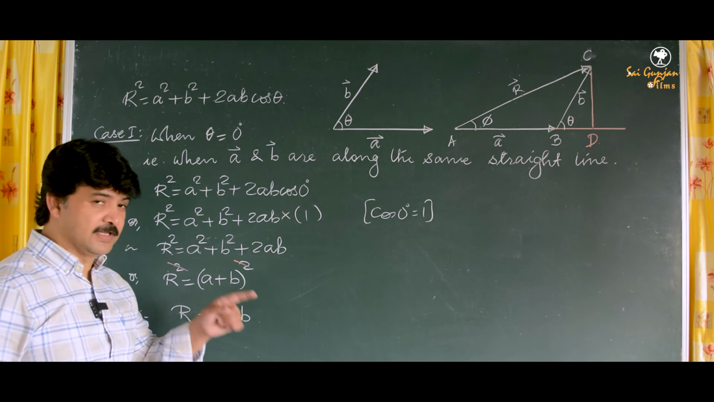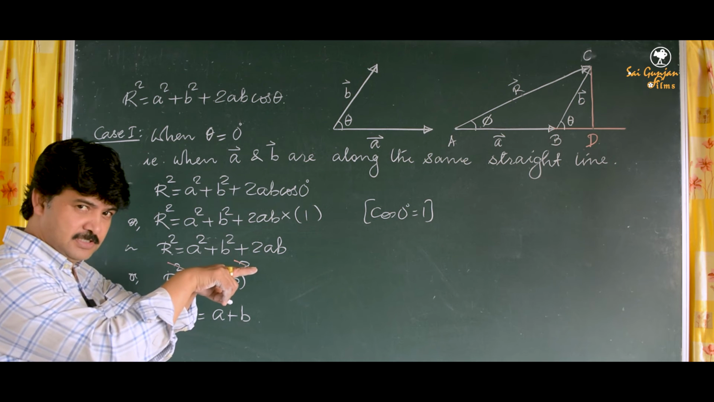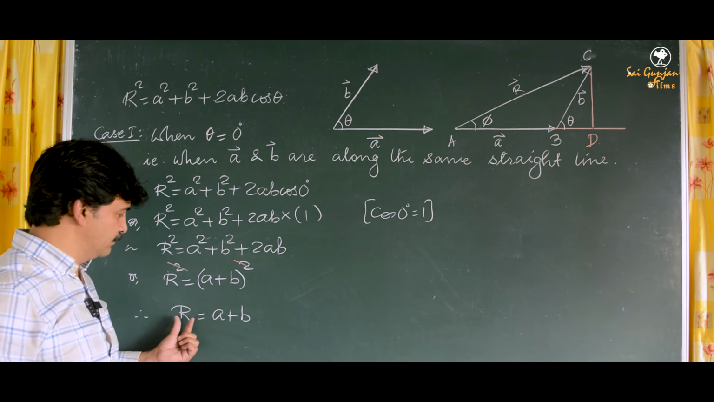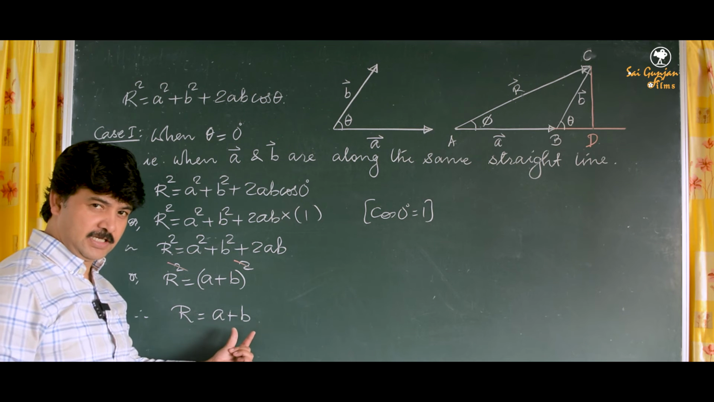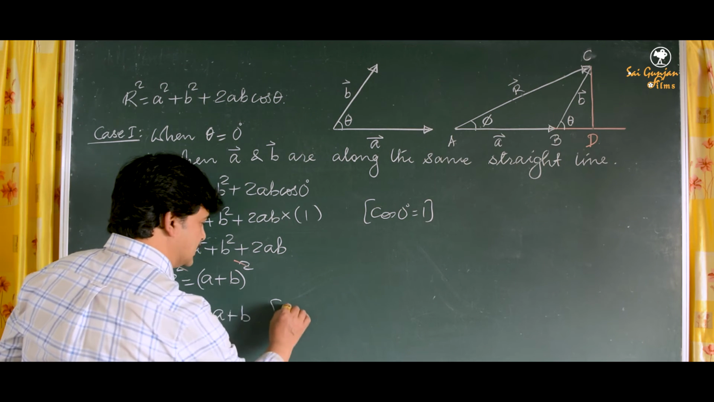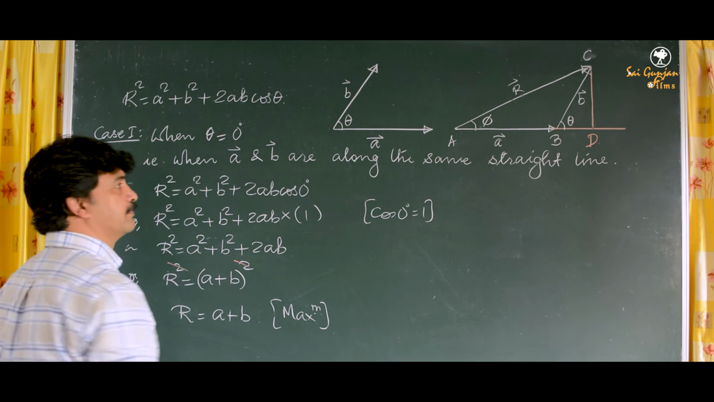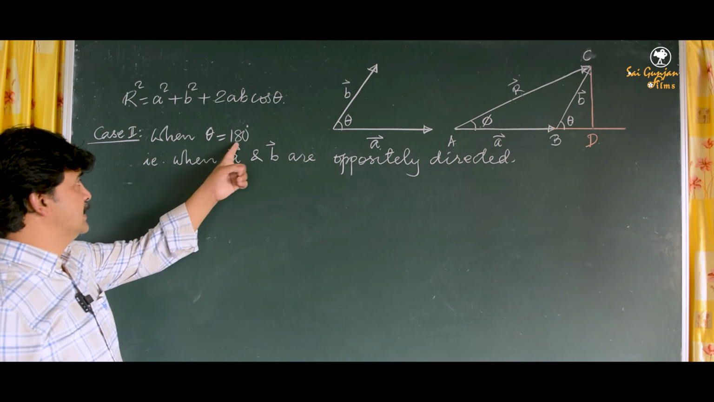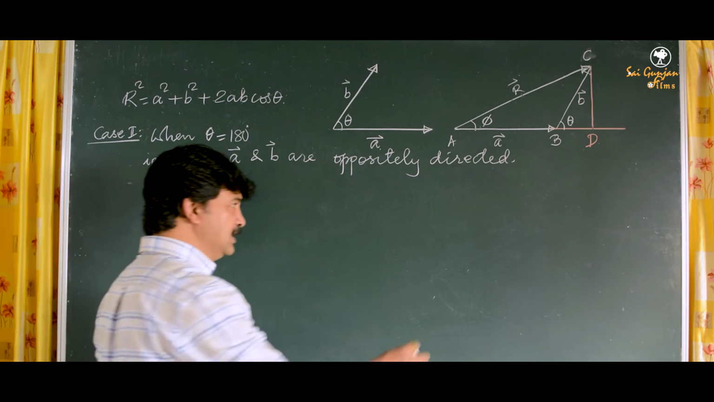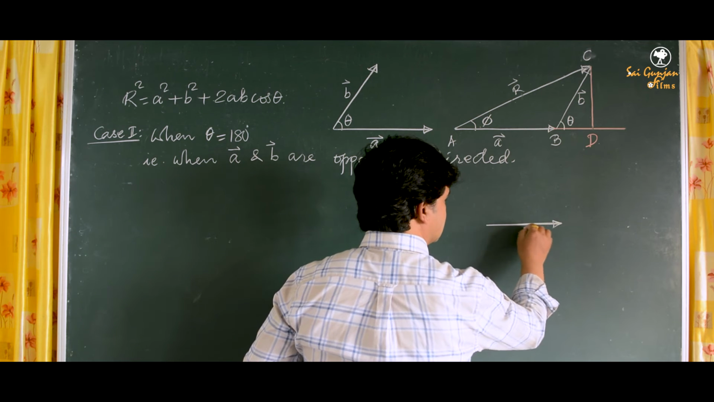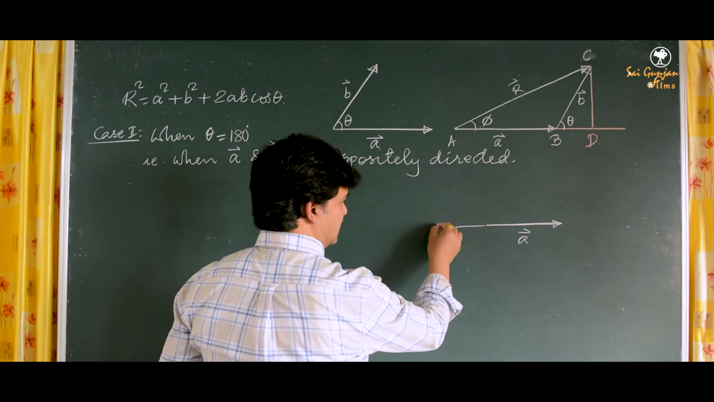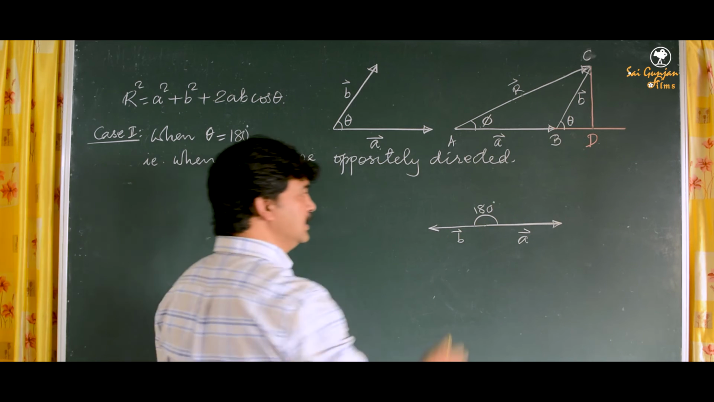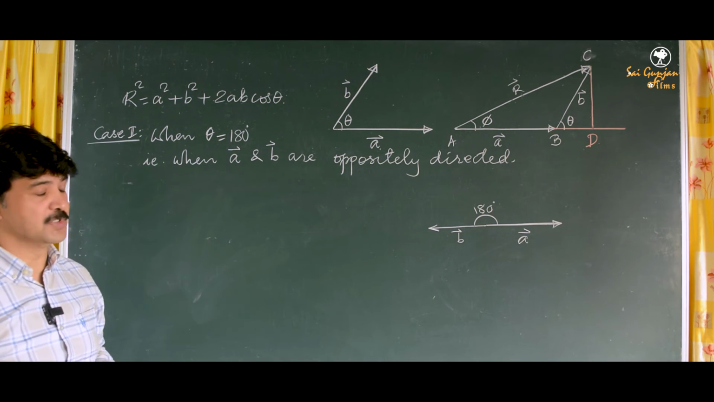Okay, so what does it mean? When a and b are in the same direction, where the angle is 0, in that case the total vector will be the sum of a and b. That's why this is the maximum value of the resultant vector. Now in the second case we are taking theta to be 180 degree. What does that mean? That means if vector A is in this direction, vector B is in the opposite direction, so that the angle between these two is 180 degree. That means when the vectors A and B are oppositely directed.